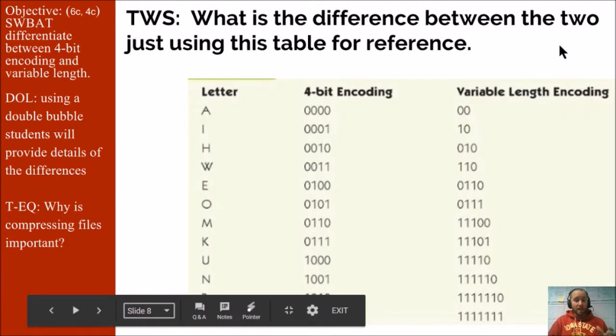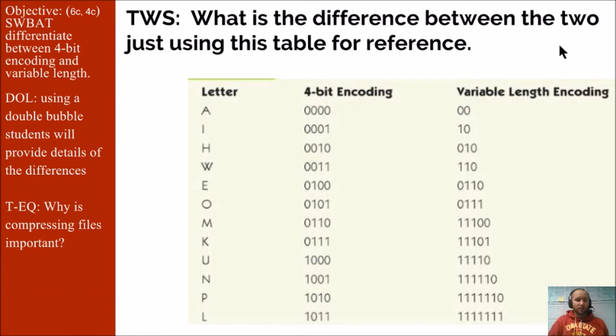Okay, so after talking about data storage and the way in which we can store things through compression, let's really dig into the details of how these things are being stored in the first place.